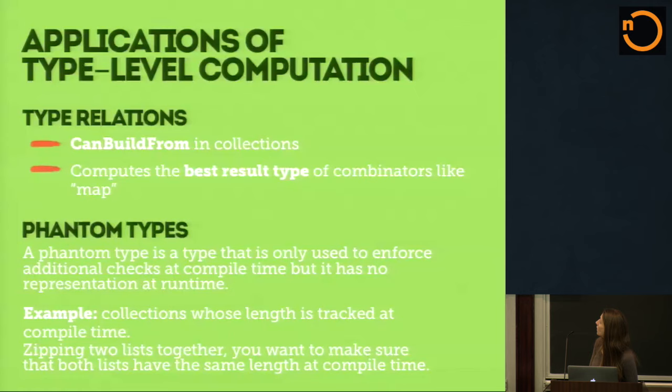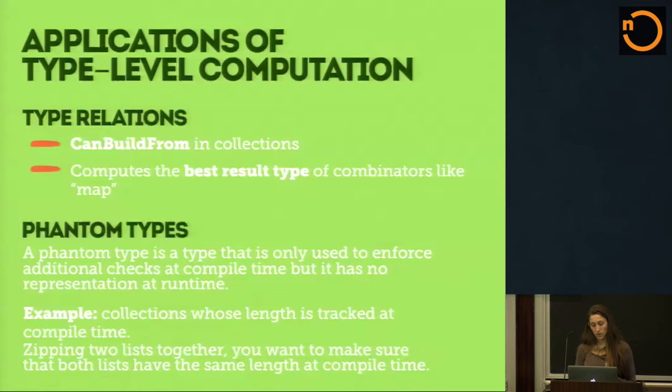So type-level computation is used all over the place. Not super widespread, but used nonetheless. As I mentioned, CanBuildFrom is one example where, at compile time, sometimes frustratingly, the compiler tries to figure out the best result type, like if you call some combinator on some collection, it tries to figure out what you should get back. That's something you could think of as a compile-time, type-level thing, right? It's doing computations at compile time.